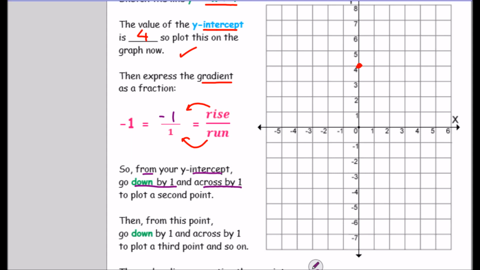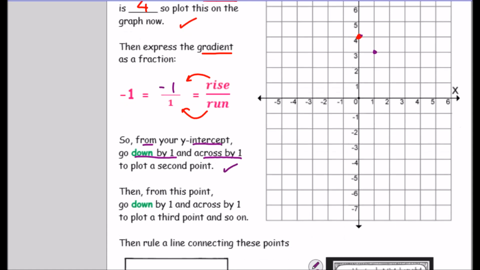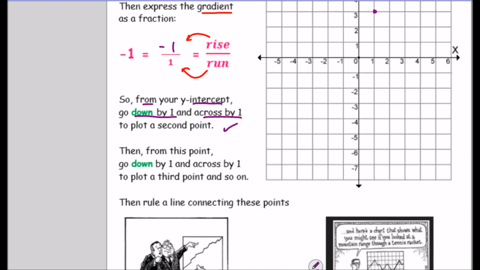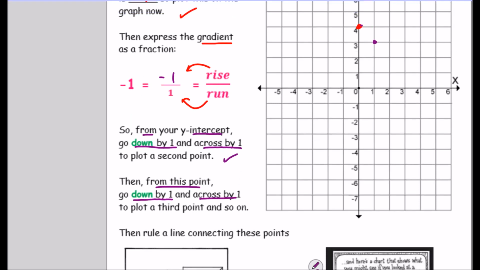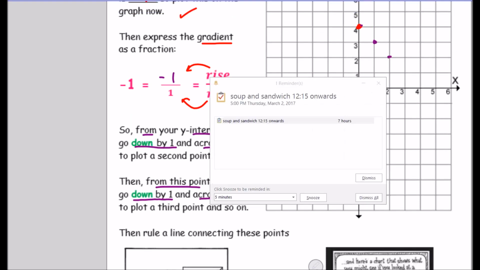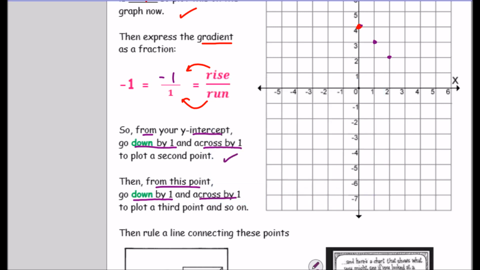So as I said, this is an alternative method for graphing. Some people find this a bit faster, but you just need to have gradient intercept form first. Down by 1, across by 1. Now from that point that you just made, go down 1 and across by 1 again to plot a third point. There's our third point. And continue on, down by 1, across by 1, down by 1, across by 1.